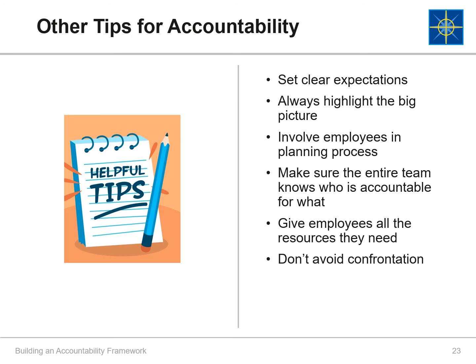So, for example, if someone needs to make a nice Excel spreadsheet, make sure that they have been trained in how to use the software. Don't avoid confrontation. A large part of keeping your team accountable means you see when or where things are going off the rails and address that and rectify it.